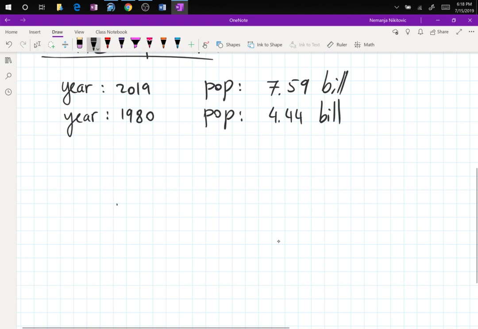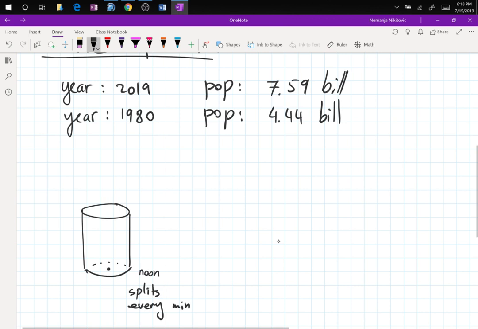I'm going to erase this, but I'm going to draw a jar and I put a bacteria on the bottom. Now, bacteria is split in half, right? And then you have 2 bacteria, and then after some time, right, splits and so on. So I'm going to say that it's noon and the bacteria splits every minute. And I will say that at midnight, so that's 12 hours later, the jar is full. So let's say that's the way the bacteria splits.